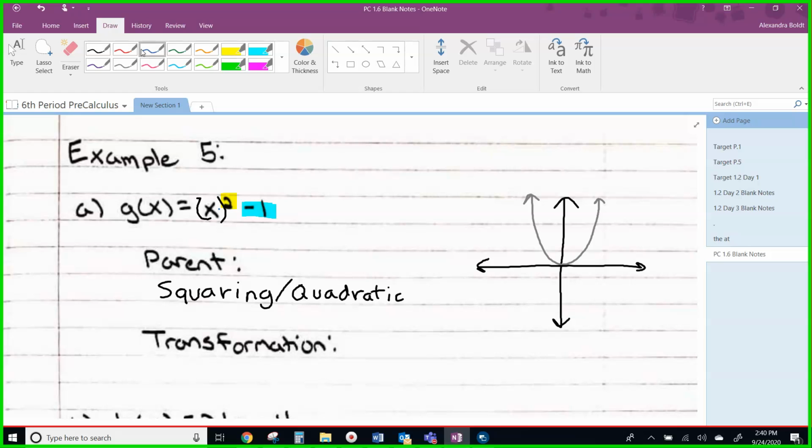And since it's minus, right, plus and minus are shifts. So it's shifting vertically, and minus is going to shift it down. So this is a shift down 1.